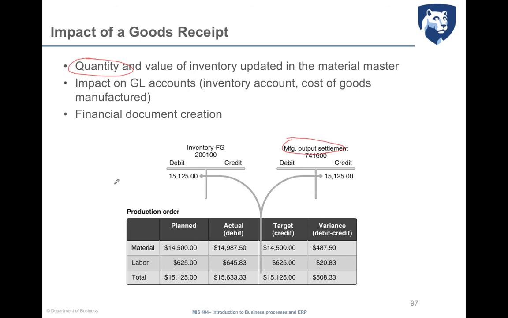In our example, the target cost is the same as the planned cost, because we didn't change anything in quantity. So quantities were 25 here and quantities were 25 here. So we didn't change the quantities, and so the target cost equals the planned cost. Remember, the target cost calculates the planned cost at the actual quantities. The production order is credited by the target cost.